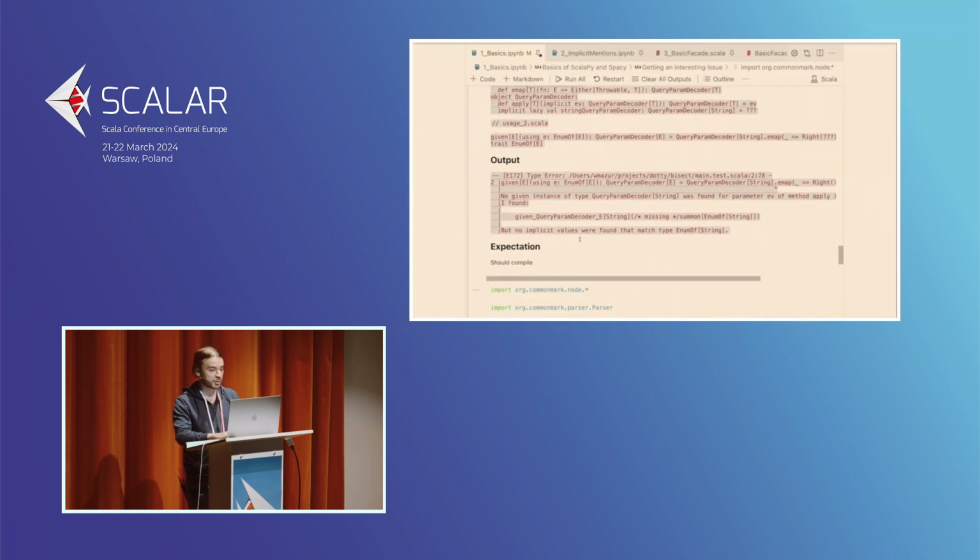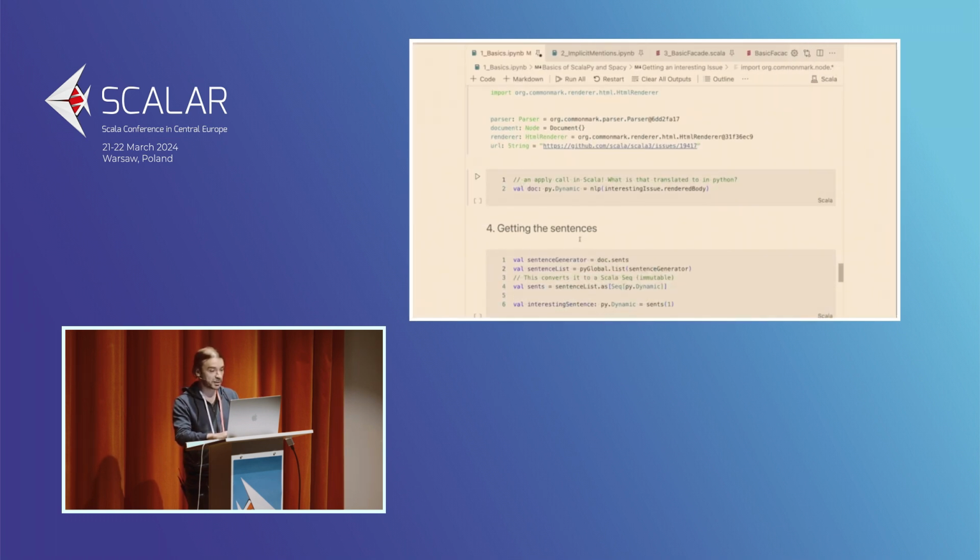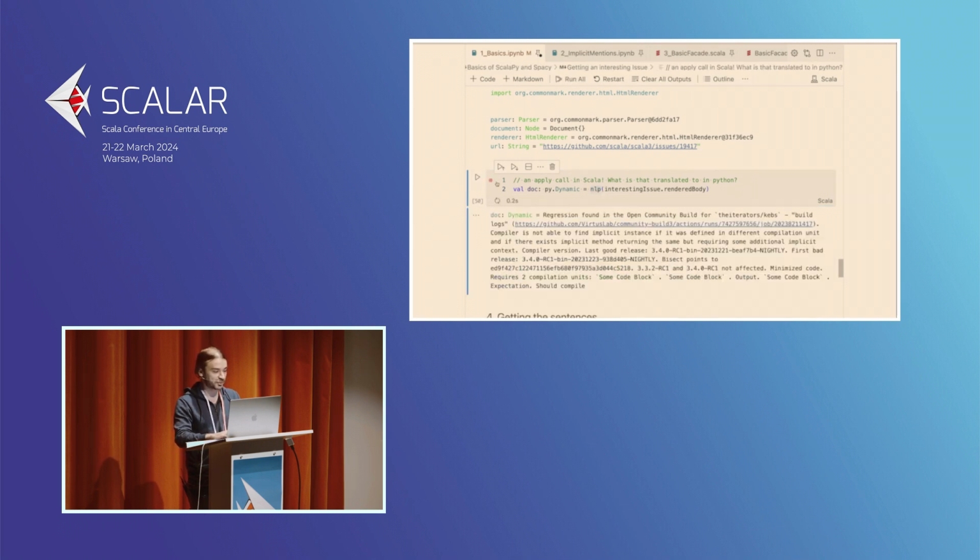This is also rendered markdown, doesn't really matter. So this is the core. I take the rendered body of the issue. I'm going to invoke NLP. So this is like a dot apply in Scala. Do you know what it is if you take a Python object and you invoke it like a function? What kind of method is it called? Call. Underscore underscore call. This is important for later.